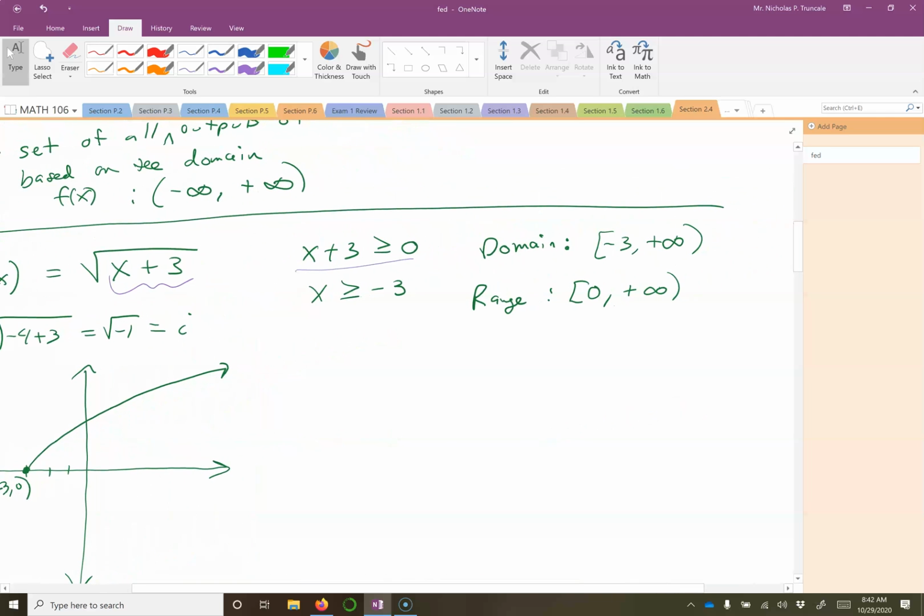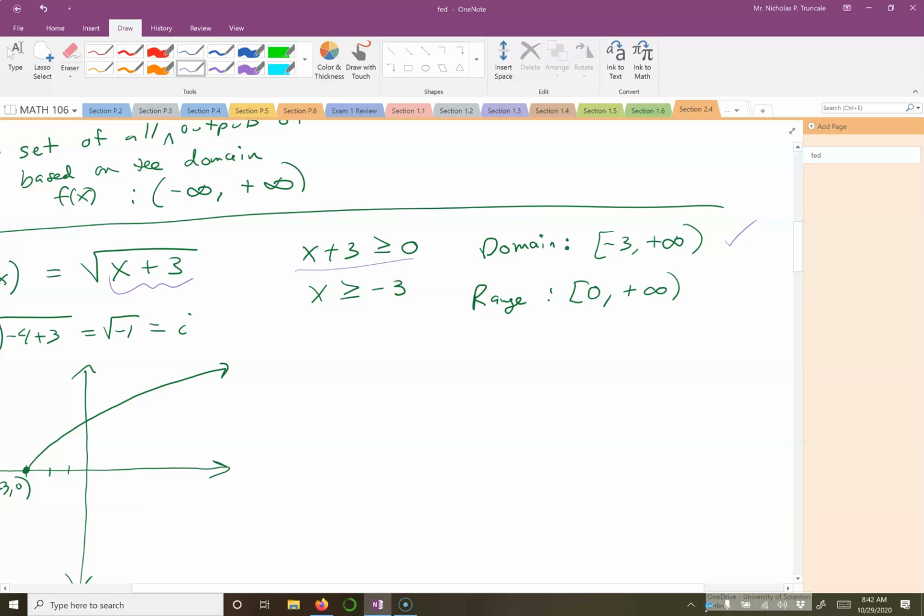And when we do domain and range now, we have to do it in interval notation. So x is greater than or equal to -3 looks like that here, right? We're going to have a square bracket because it's greater than or equal to -3. If it was just greater than -3, we would use a parenthesis.